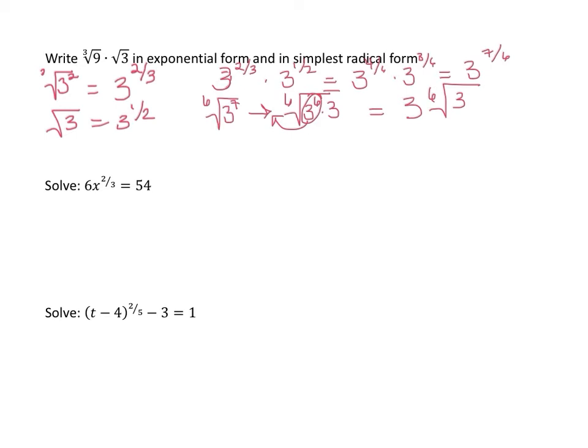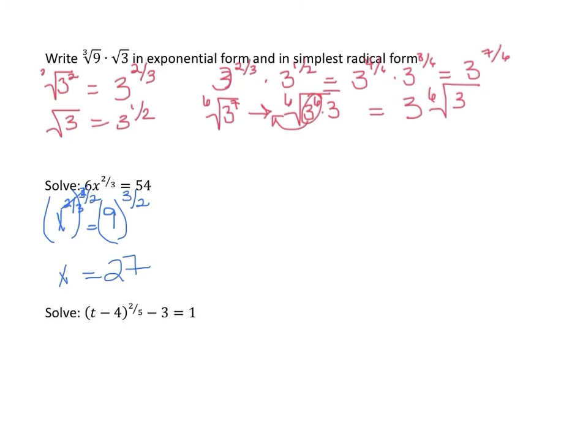Here we've got some equations that we're going to solve. Simple enough. The first step is to divide by 6 on both sides. So we have x to the 2/3 is equal to 9. Now what I need to do is undo this exponent. So when I undo the exponent, I'm going to raise this to the power of the reciprocal of the exponent on both sides. This cancels and we get x, and then 9 to the 3/2 power would be the square root of 9, which is 3, cubed, which is 27.